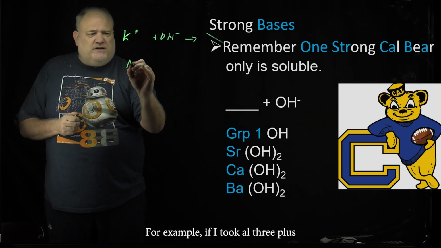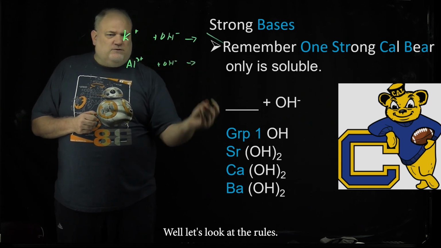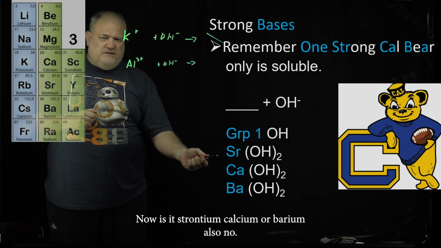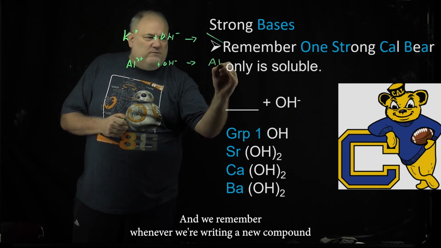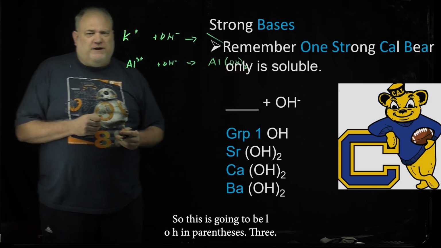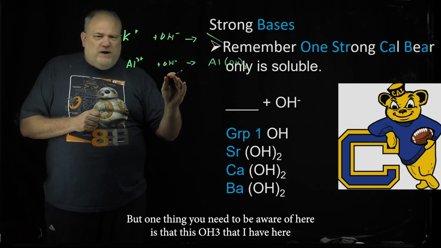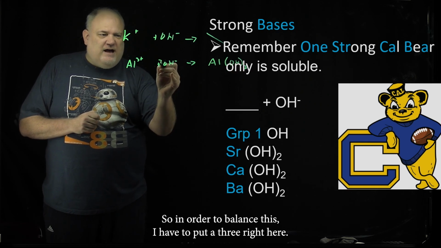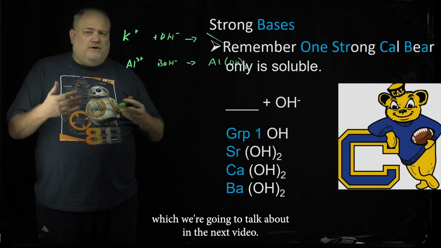For example, if I took Al 3 plus, and I put it together with OH minus. Well, let's look at the rules here. Is Al3 plus part of group 1? Nah. Is it strontium, calcium, or barium? Also, nah. Therefore, this will form, and remember, whenever we're writing a new compound, we have to balance off the charges. So this is going to be Al(OH)3. Now, I know that's being covered up there because I didn't slide it over enough. But one of the things you need to be aware of here is that this OH3 that I have here that I've covered up, there's 3 of them. So in order to balance this, I have to put a 3 right here. What I've just done is I've just written a net ionic equation, which we're going to talk about in the next video.